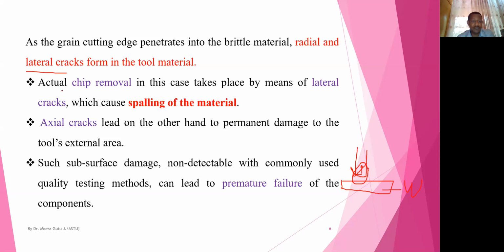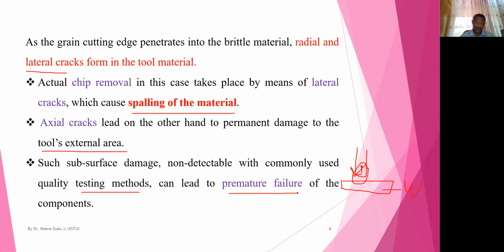The actual chip removal in this case takes place by means of lateral cracks. So the chip removal is in the direction of lateral cracks, which cause spalling of the material, whereas the axial cracks lead, on the other hand, to penetrating damage to the tool's external layer. What is good here is that the material removal is by lateral crack formation, and the axial cracks can damage a cutting tool. Such subsurface damage, non-detectable with commonly used quality testing methods, can lead to premature failure.